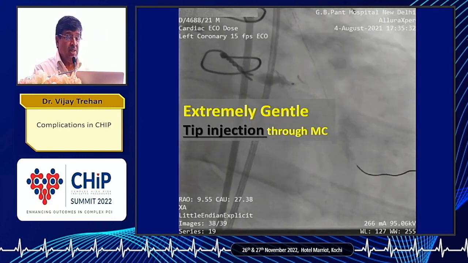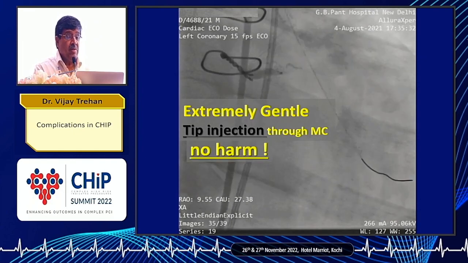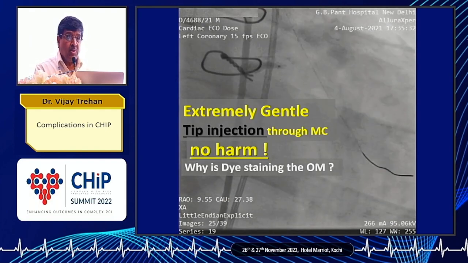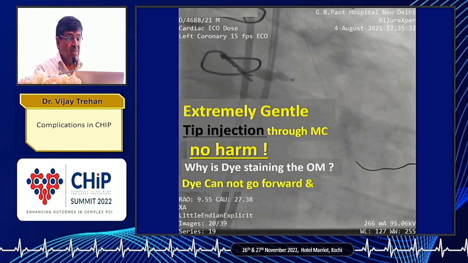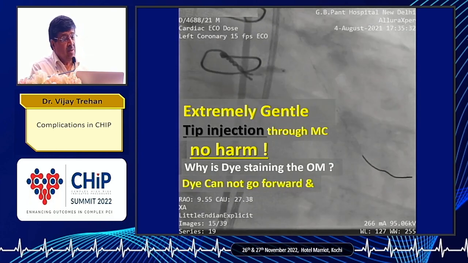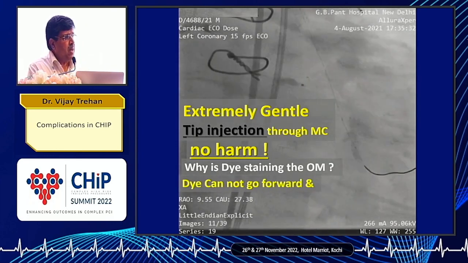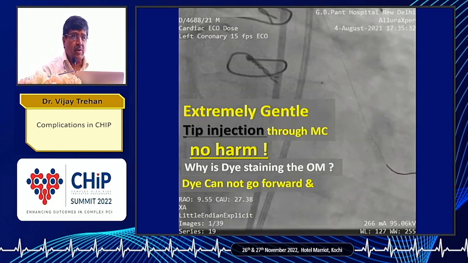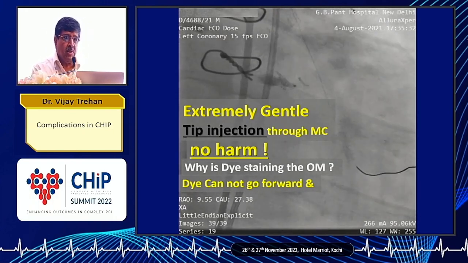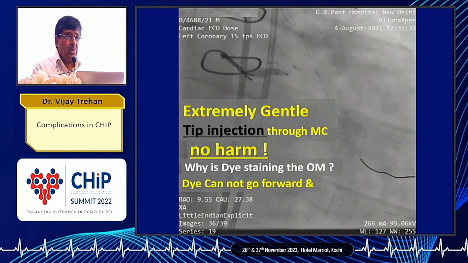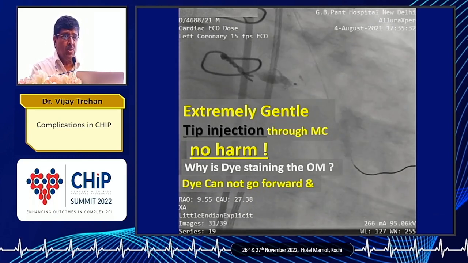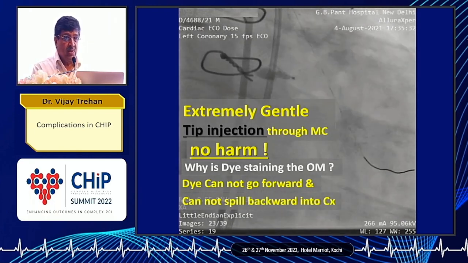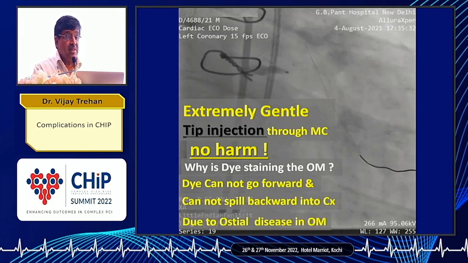Why am I having a stain? See, forward it cannot go because of an occluded artery. Backward also it cannot go because there was an osteal disease in the OM. I didn't want to really aspirate because I have an explanation of this stain, otherwise I would have aspirated. My explanation is forward it can't go because I didn't make any progress in the CTO body, and backward it cannot come because there is an osteal tight lesion in this OM and the microcatheter was fitting snugly into that. So this is very easily explained.